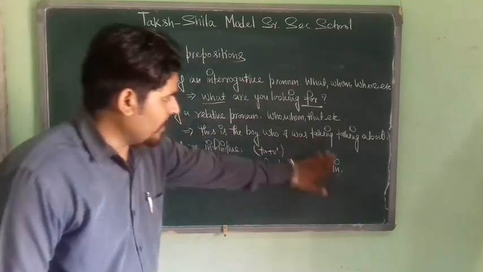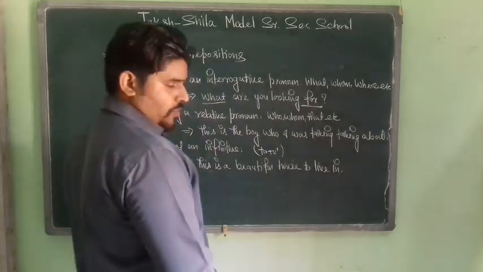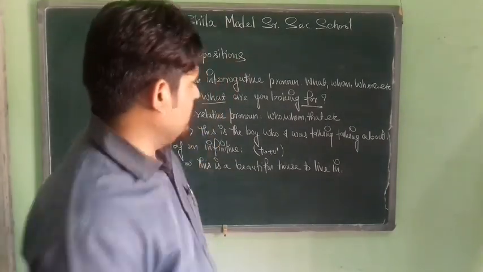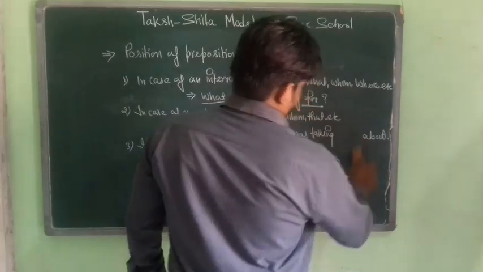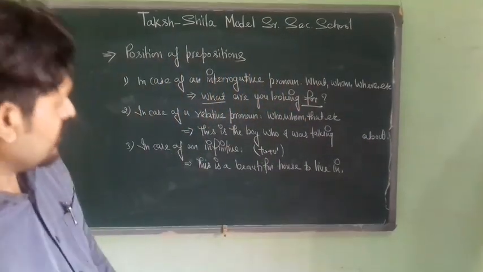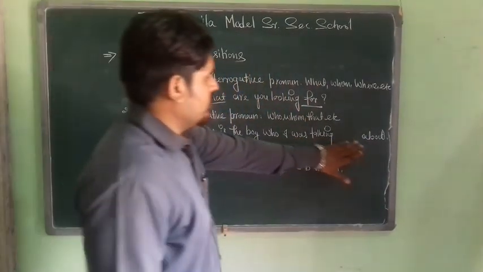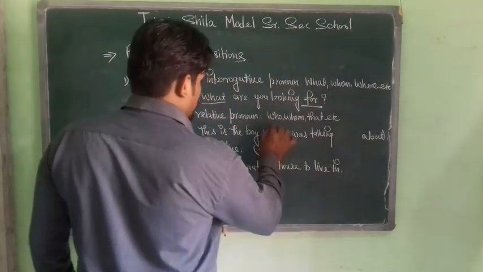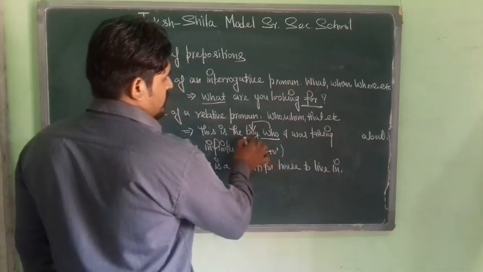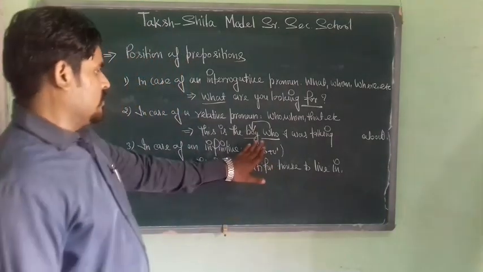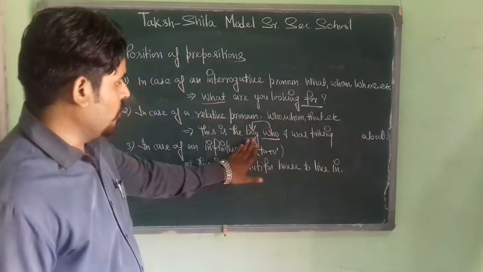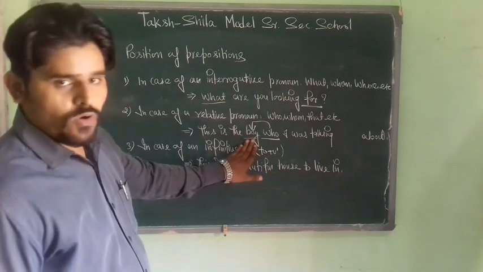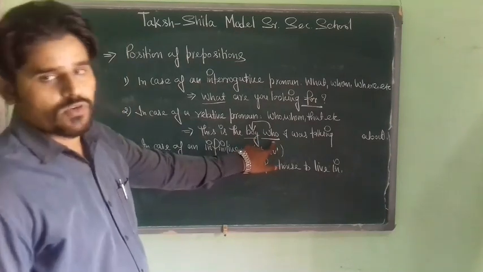This is the boy who I was talking about. This talking has been repeated here by mistake; let me just erase it. Now, this is the boy who I was talking about. So who is a pronoun which is used in place of the word boy, right? This boy is called its antecedent. Such a pronoun which follows its noun, called its antecedent, is called a relative pronoun, right?